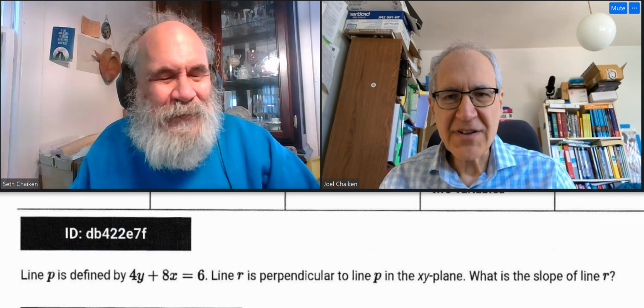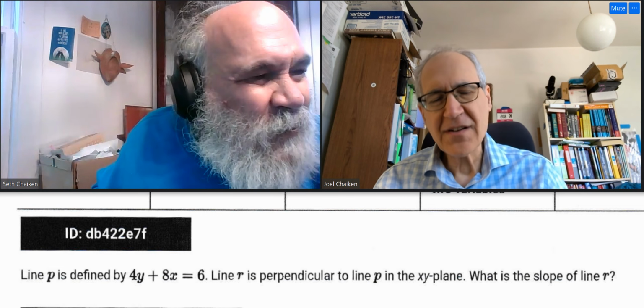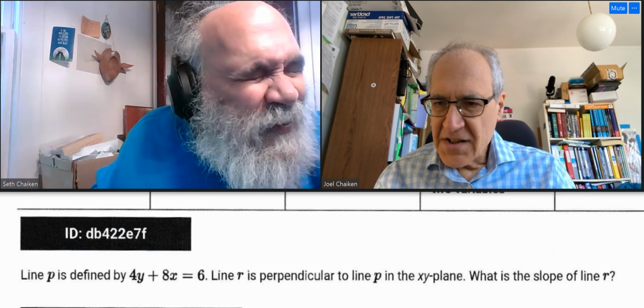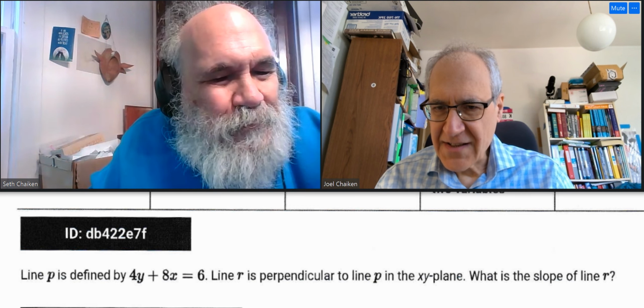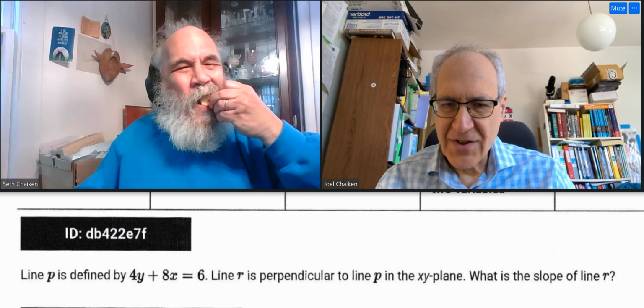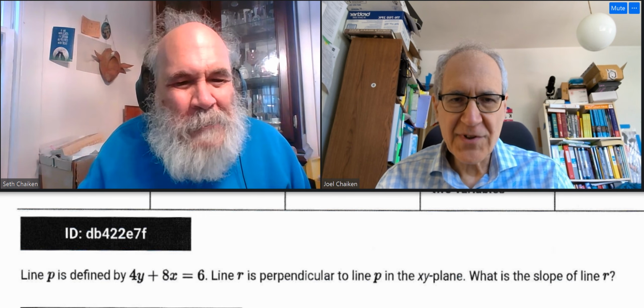Here's our question. Please read it, try it, pause the video, come back, and we'll do it here. Line P is defined by 4y plus 8x equals 6. Line R is perpendicular to line P in the xy plane. What is the slope of line R?